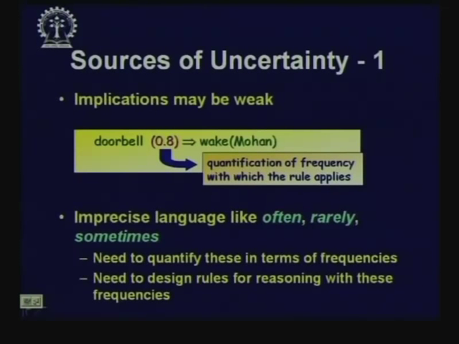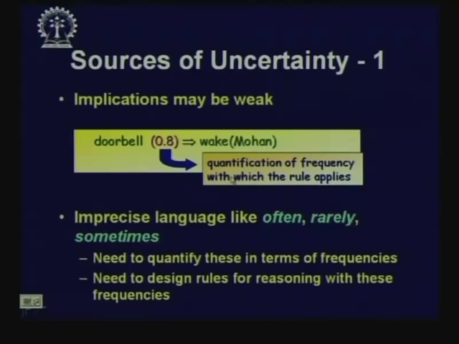Okay? So, if I had written doorbell implies wake Mohan, then that is a certain proposition, that is every time the doorbell rings, Mohan will wake up. But since that is not the real life case, we are putting up some quantification of the frequency with which the rule applies. This rule is mostly applicable in 80% of the cases. So, I write down 0.8. Okay.